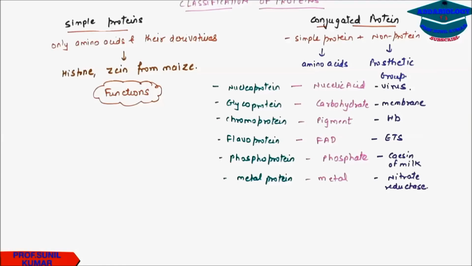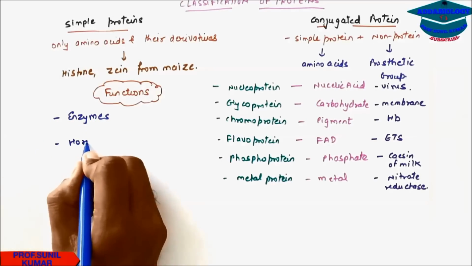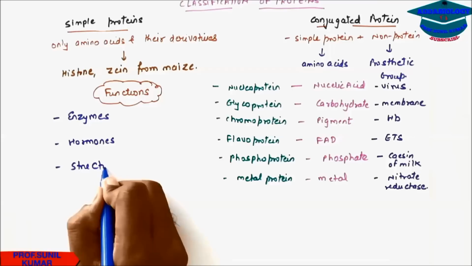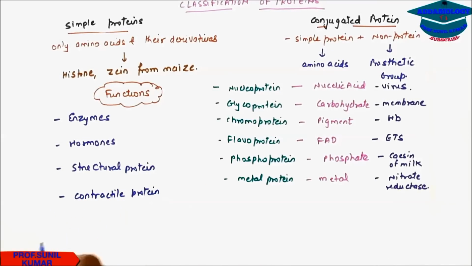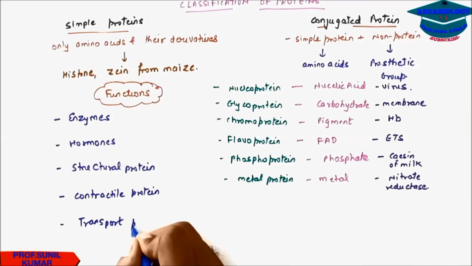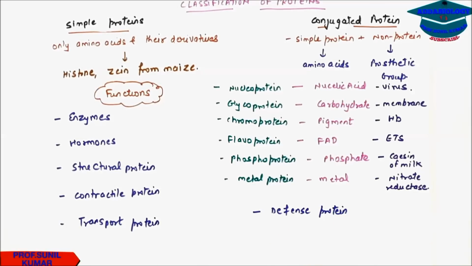The functions of protein. Number one, they are enzymes. All enzymes are proteins, but all proteins are not enzymes. Some are hormones. Some are structural proteins giving structure. Some are contractile proteins, transport proteins, and we have defensive proteins.